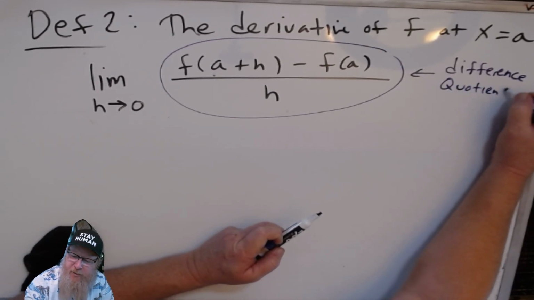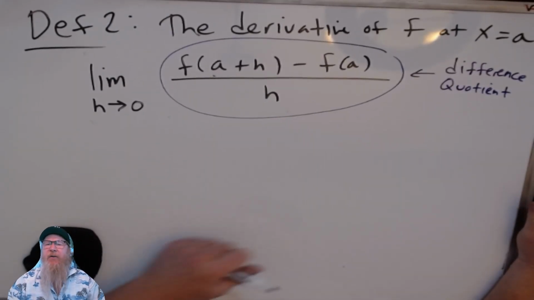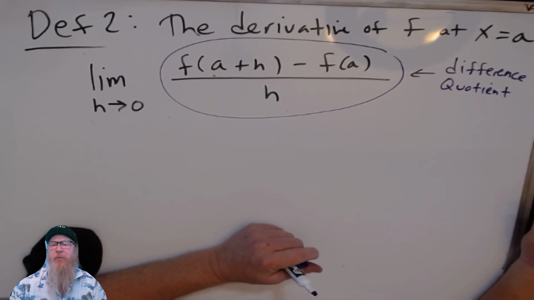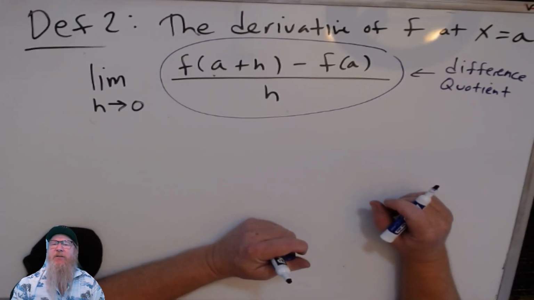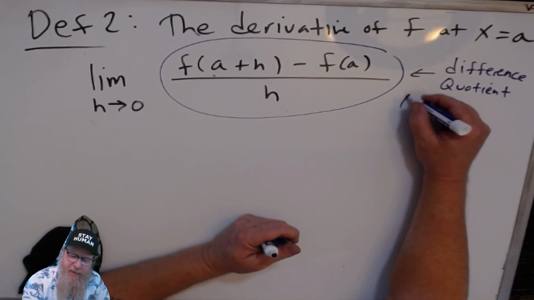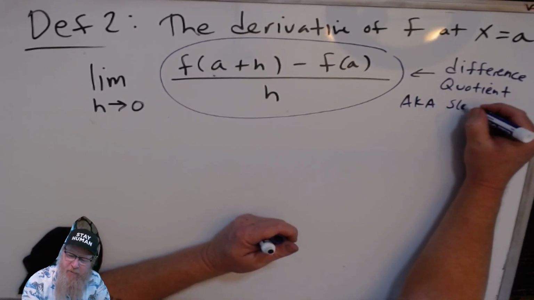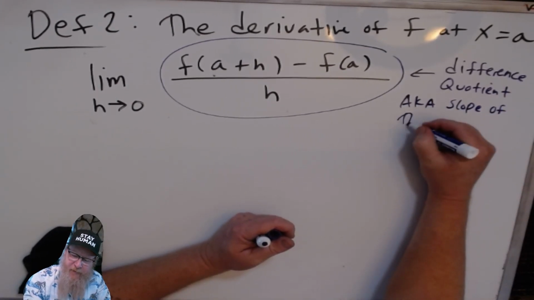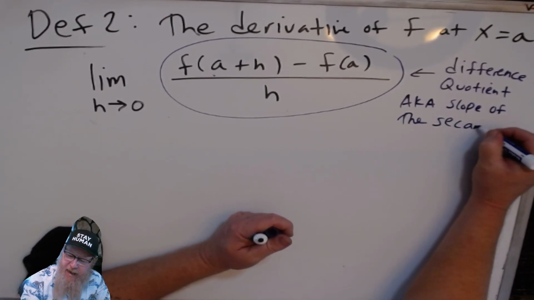I haven't used that term yet in this course. I know that I've used it in my algebra courses. So if we have any repeat students here, this is what we call the difference quotient, also known as the slope of the secant line. And I know that we've definitely done that.